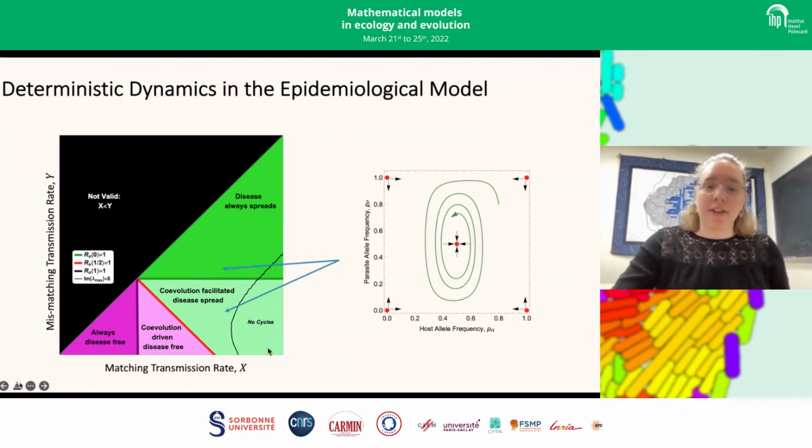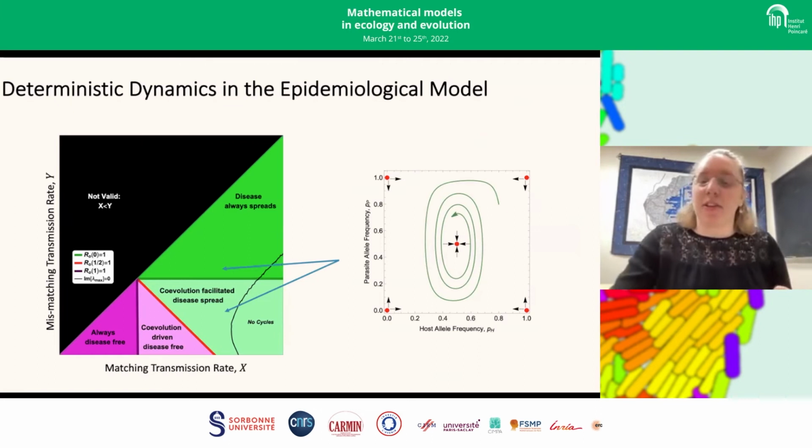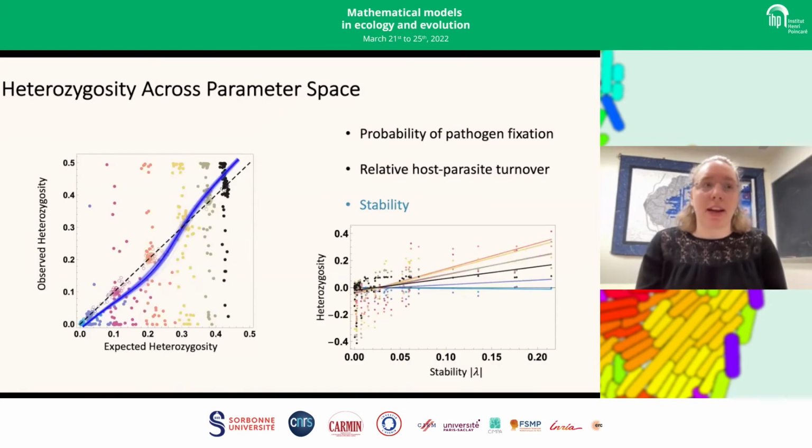So there's actually a little region here where you don't observe cycles at all, but what it requires is super uneven transmission rates between matching and mismatching hosts, and really high transmission rates, which seem out of the realm of what we would observe in the real world. So we'll focus on this cycling dynamic today. All right, so that's the deterministic dynamics.